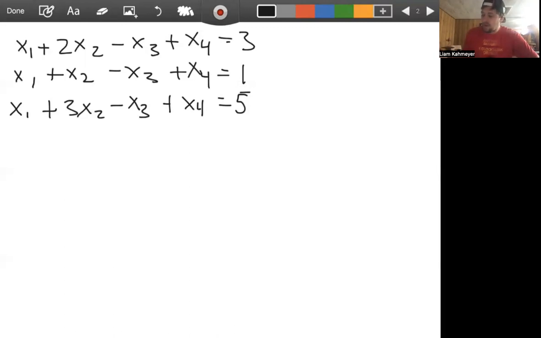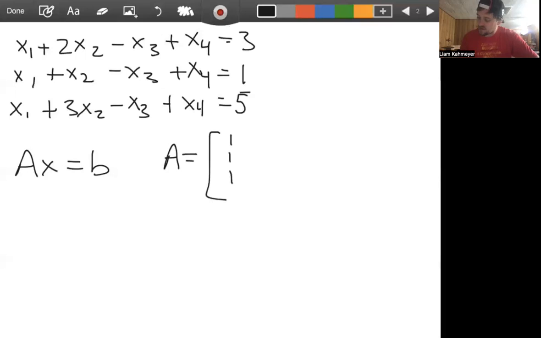Well, if you'll remember, we can represent a system of equations by the equation Ax equals b, where here A is going to be the coefficient matrix. So in the first column, we take all the coefficients of x1. So 1, 1, 1. In the second column, we take all the coefficients of x2. 2, 1, 3. x3 is going to be negative 1, negative 1, negative 1. And then x4 is going to be 1, 1, 1.